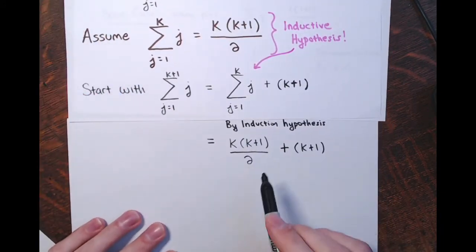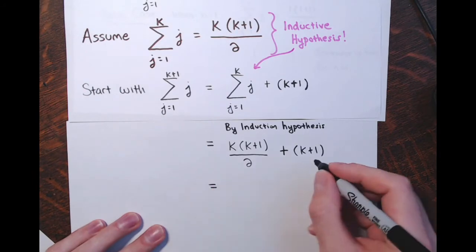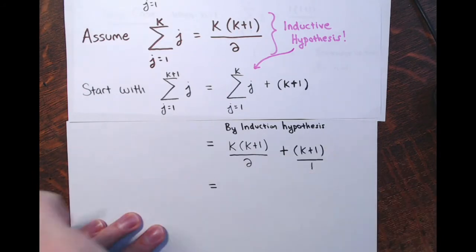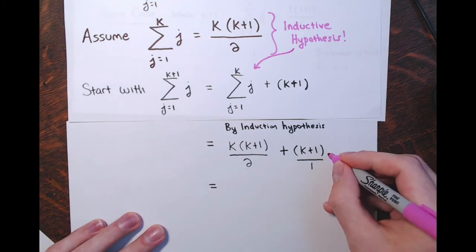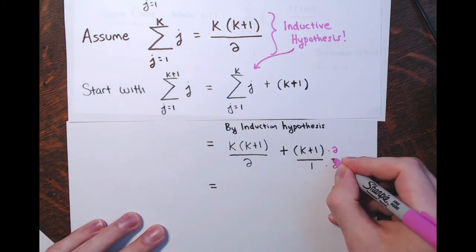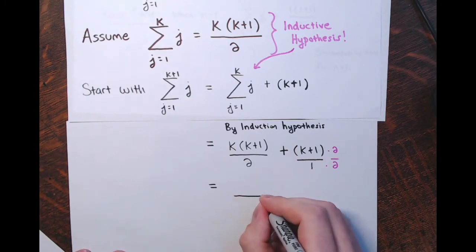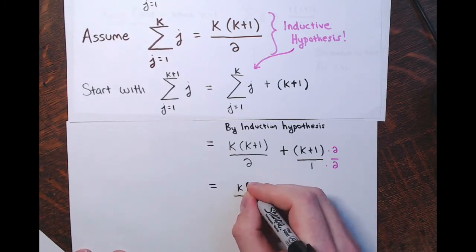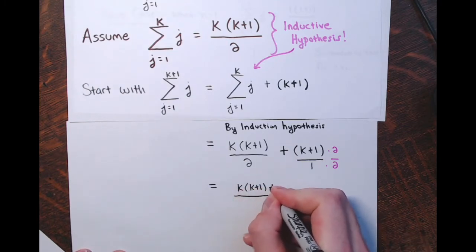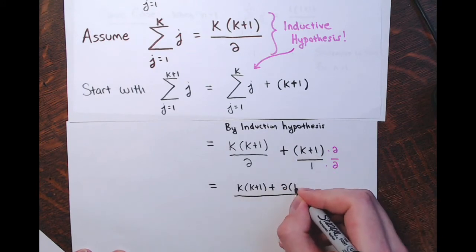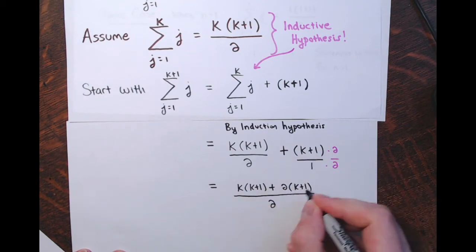So let's see what happens when I put these together. I need a common denominator. So I'm going to take this k plus 1 over 1, and multiply by 2 over 2, right, to get a common denominator of 2. And then we have k times k plus 1 plus 2 times k plus 1, all over 2, right? The common denominator of 2.